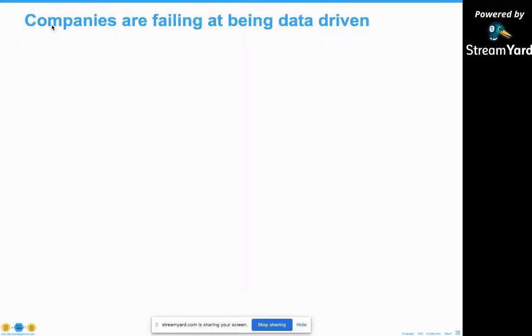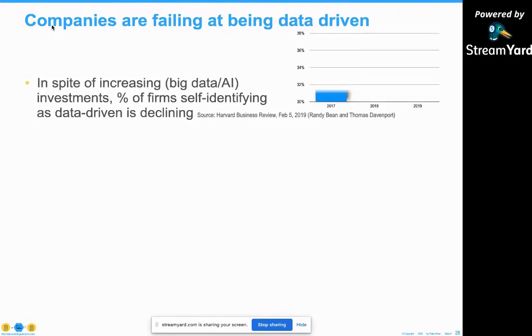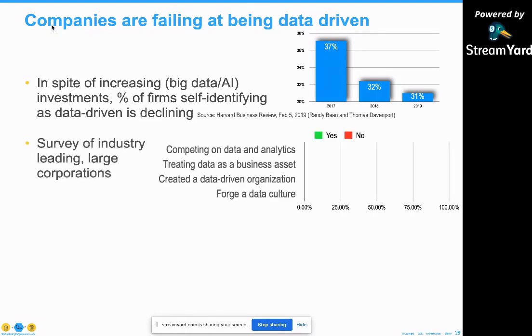So companies are really falling behind at being data driven. This was actually from his 2019 survey, where he asked companies, are you self-identifying as being data-driven? In 2017, you can see the number was 37%, but the number has been falling since then. We don't know why that is. We need more research, but I would believe, just like you, that it leads to an understanding that maybe data is not understood or can't be solved from strictly a technology perspective.